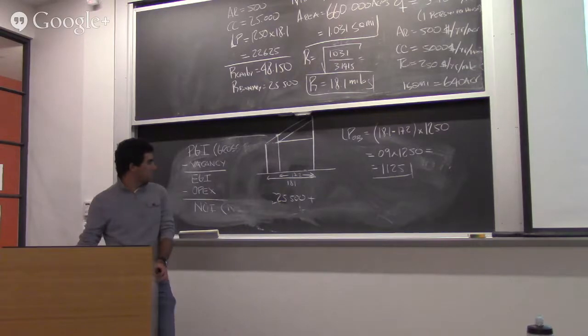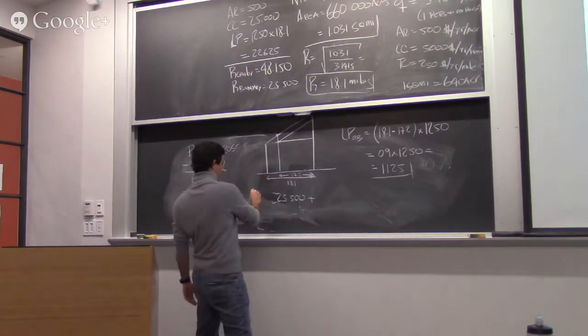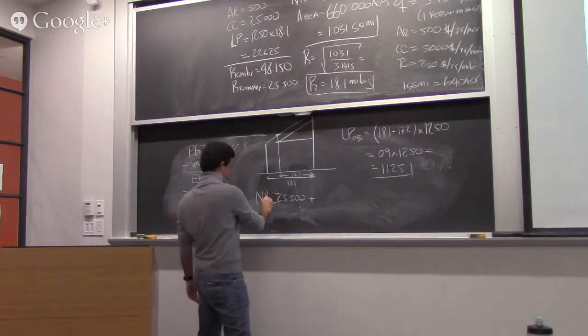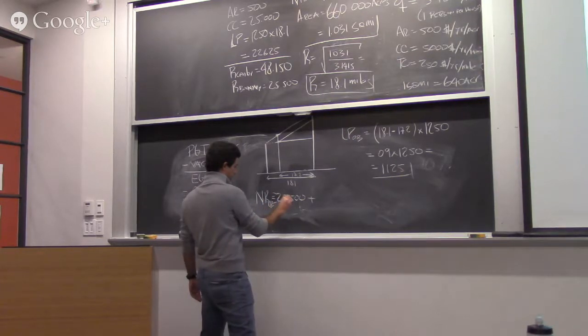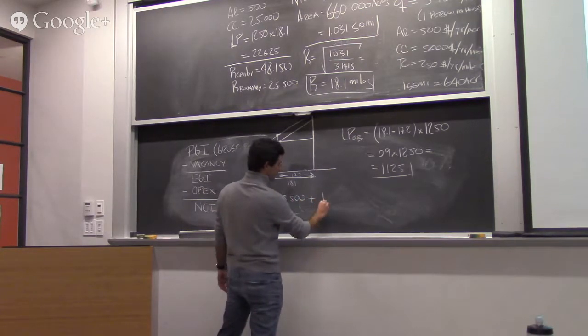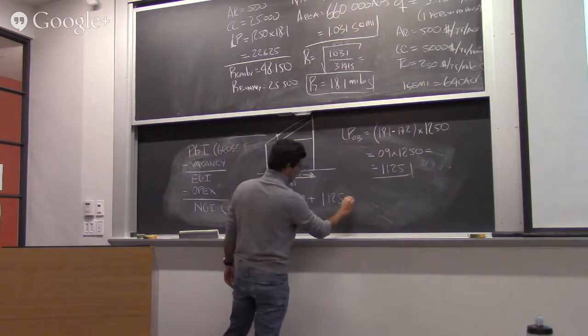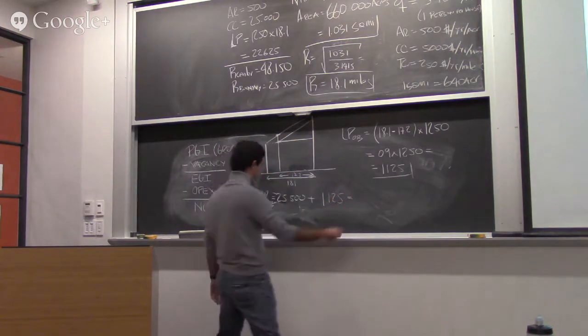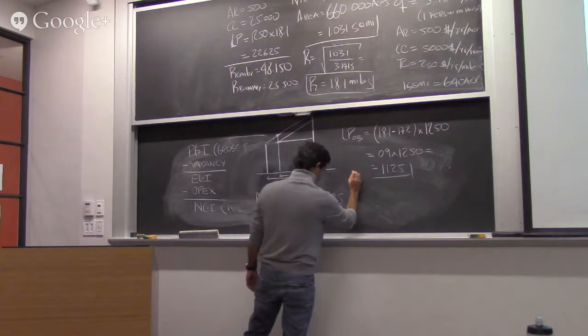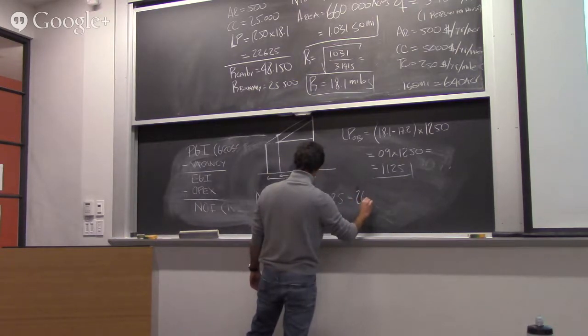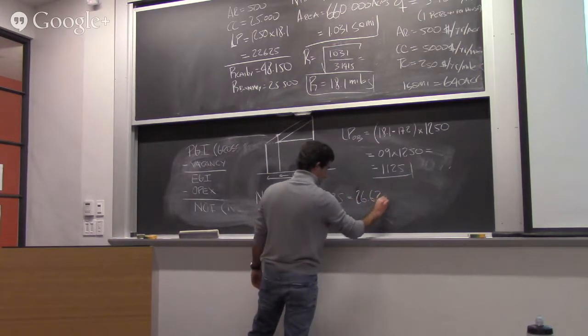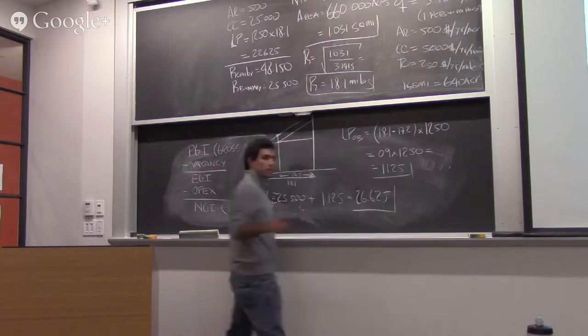So the new rent at the old boundary is 25.5 plus 11.25. Great.